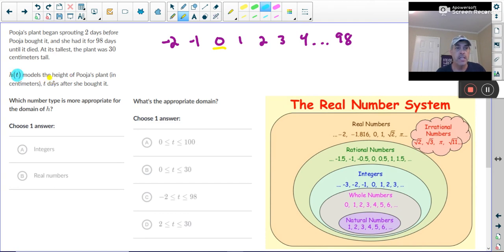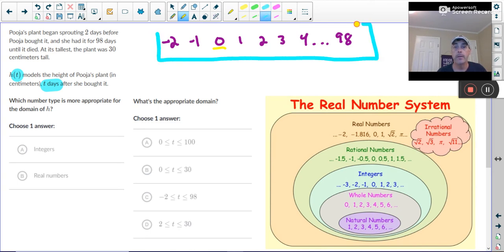So the T is the days. And that's what I have here. I have this being my domain, my X values. All right. So with that being said, which number type is more appropriate for the domain?